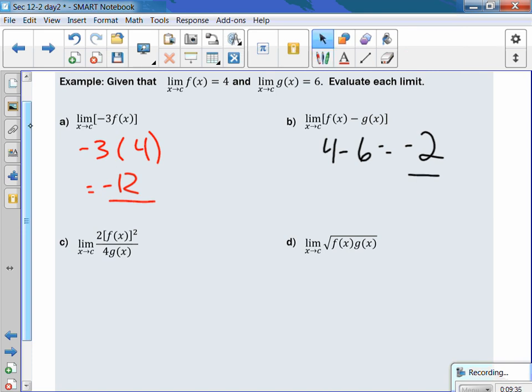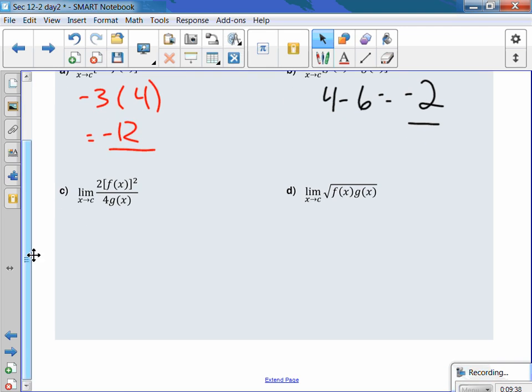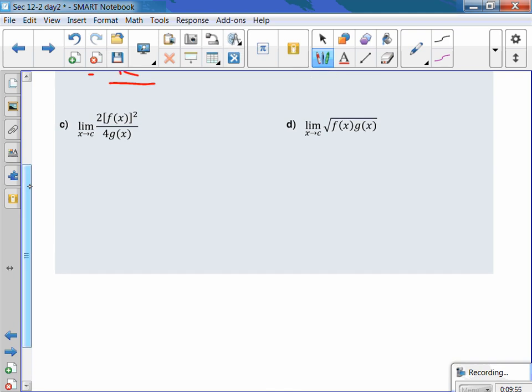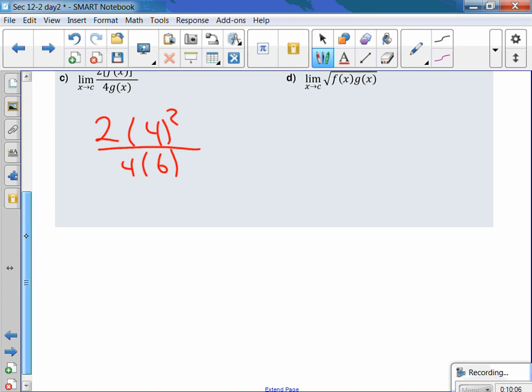And then we have ourselves a radical function. The limit of 2 times f of x squared divided by 4 times g of x. What do we do here? Which gave us what? Isn't that a lot easier, folks?